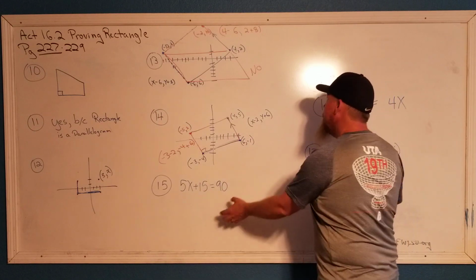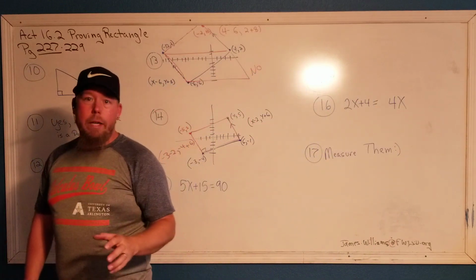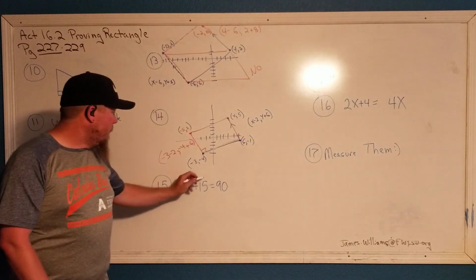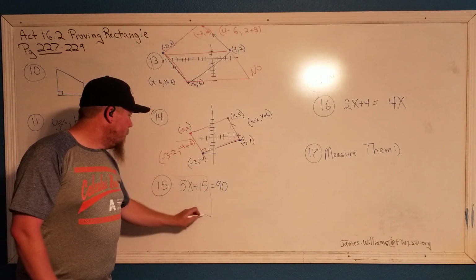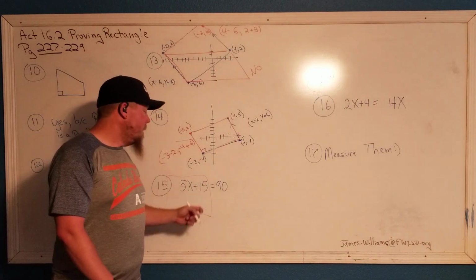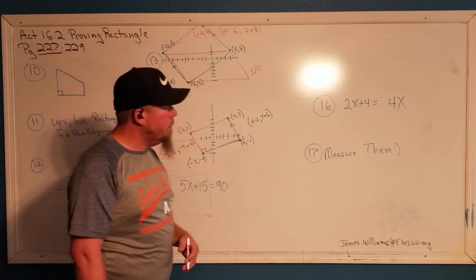Okay? Number 15, not going to waste my time with. They are simply asking, what value of x would make this a rectangle? Keep in mind, if it's a rectangle, all the corners are 90 degrees. So they gave us this value in one of the corners of the shape. And so you would simply set that equal to 90 to make it a right angle, and then solve for x. So subtract 15 divided by 5, too easy.